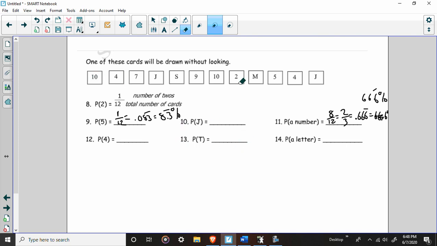Well, I don't have any T's, right? So what's your probability of pulling a T? It's 0 out of the 12 cards, which is 0, which is 0%. It's impossible. You can't pull a T because there's not one there.